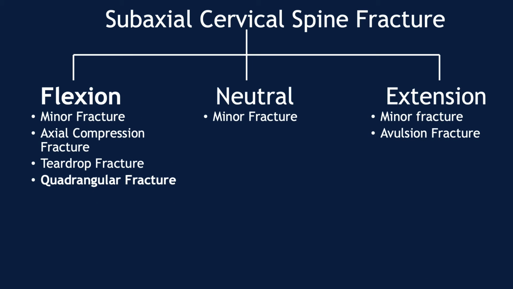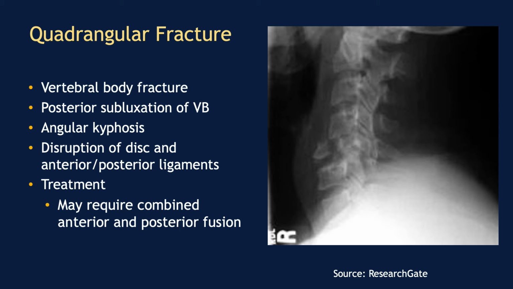Next, we'll discuss quadrangular fractures and the flexion pattern of injury. A quadrangular fracture is a vertebral body fracture with posterior subluxation of the vertebral body. There is usually angular kyphosis and disruption of the disc and anterior posterior ligaments. The treatment is usually surgical and may require combined anterior and posterior fusion.